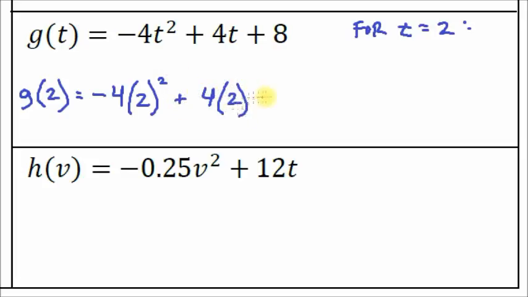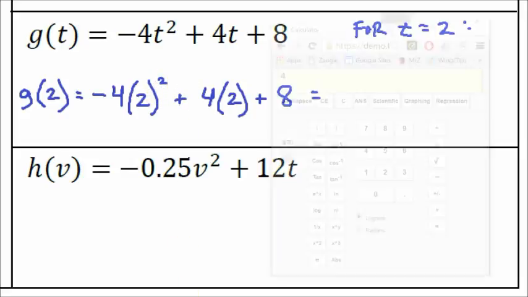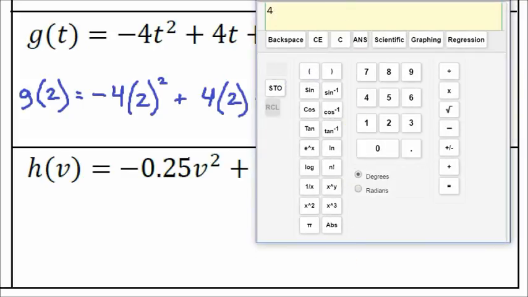Plus 4 times 2 plus 8. Notice how this square is part of the variable, but when you plug in the 2, you put it in parentheses and put the square on the outside. The calculator will know what to do. Let's go ahead and evaluate this function now. Let the calculator do the work.